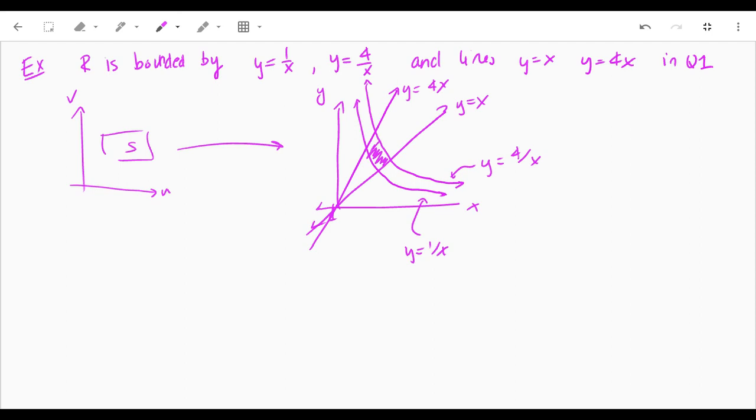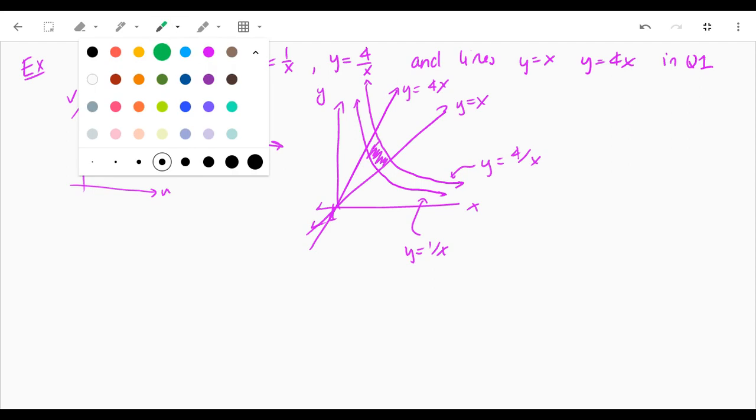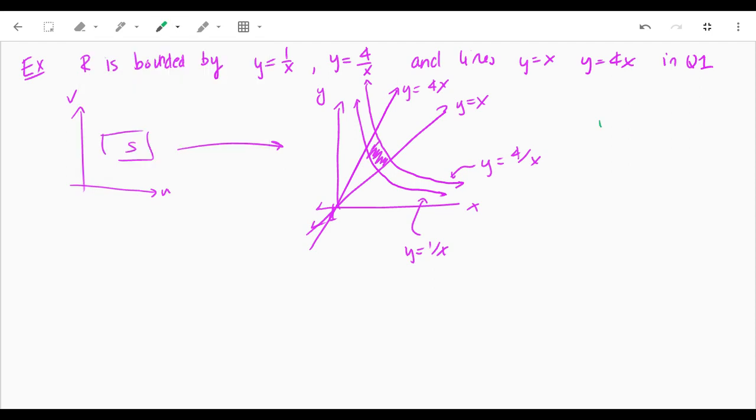Okay, same thing. We're going to look at the two that are similar to each other. So we have y equals 1 over x and y equals 4 over x. Well, let's just change that to y equals u over x, where u is between 1 and 4. And then we also have y equals 4x and y equals 1x. So let's just change that to y equals vx, where v is between 1 and 4.